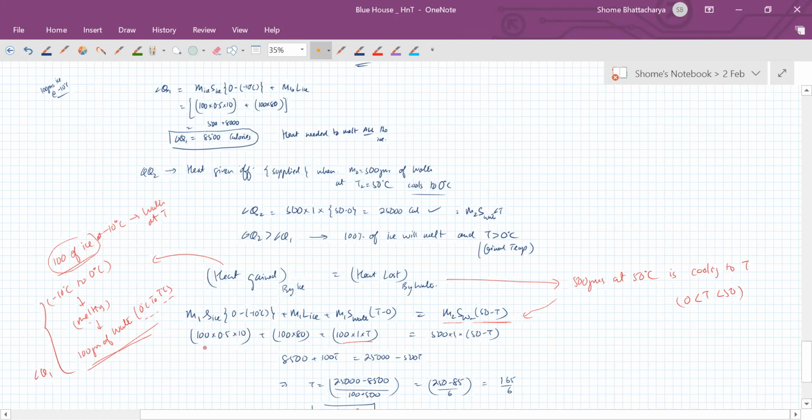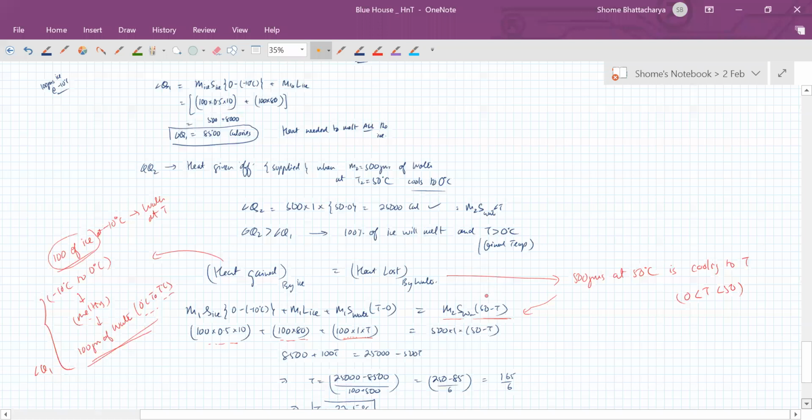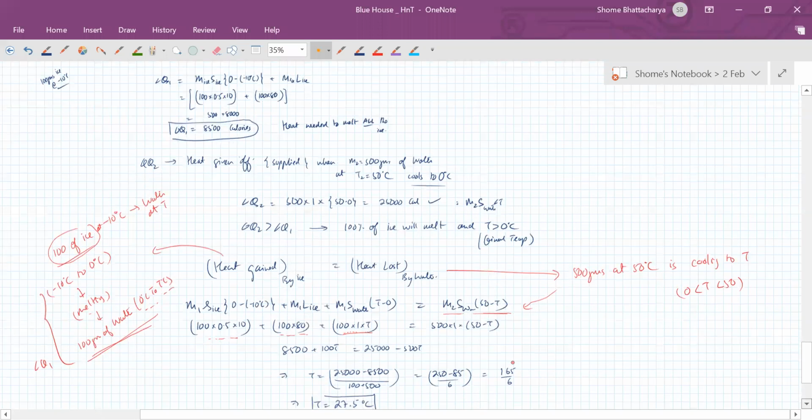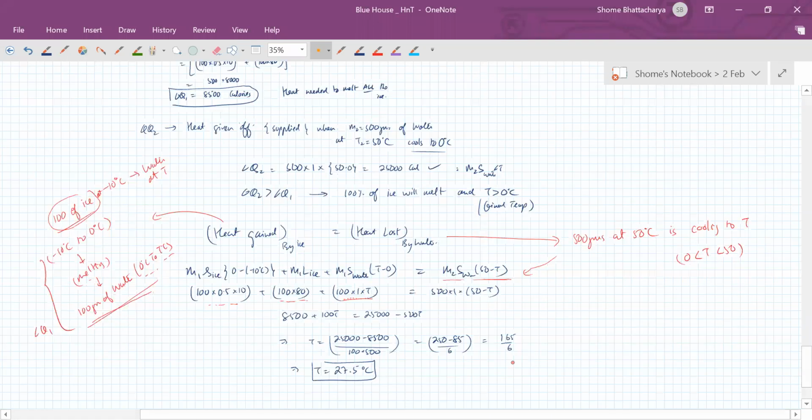Now, first the ice is heating up from minus 10 to 0, then it is melting, then finally the water formed, its temperature is rising from 0 to T. So that is the total heat which is gained by the ice to become 100 grams of water at T degrees C. That should be equal to the heat lost by the water on the other side to cool down from 50 degrees C to T. Okay, so this is the complete explanation of this.